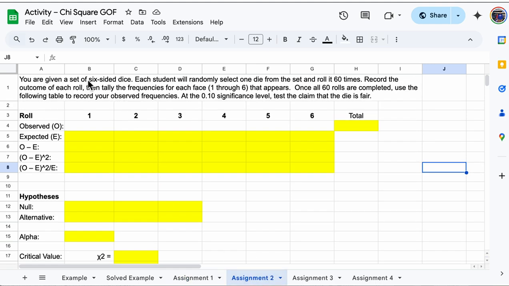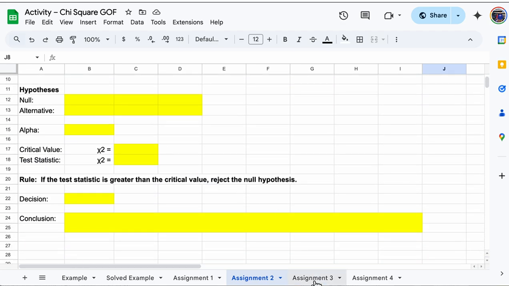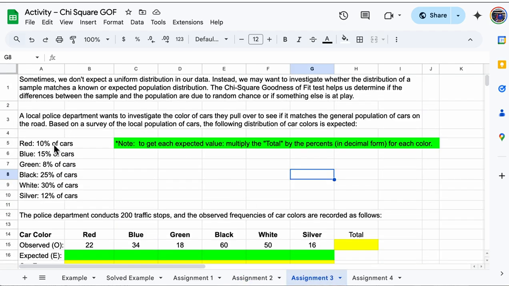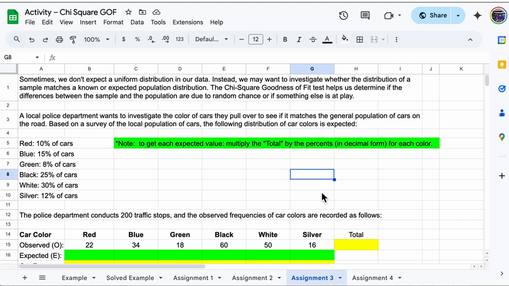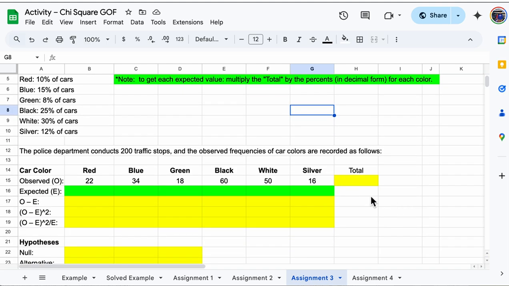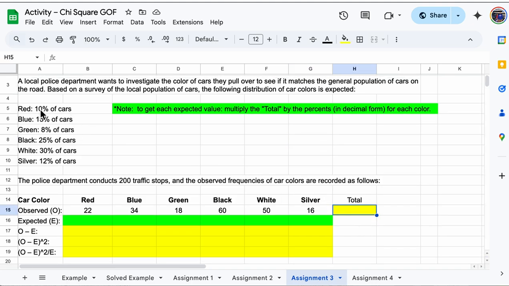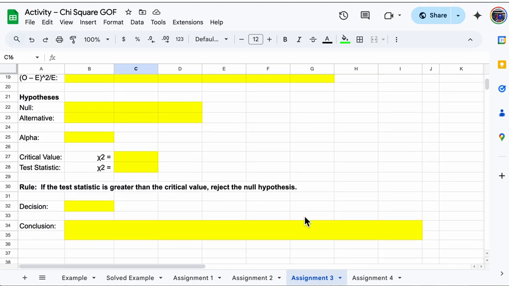After that, you'll get a die, and you'll roll it a bunch of times, 60 times in particular. You'll record your own data and run through the same process. Then for assignment 3, here I give the percent of cars that are red out of the population. So you'd get your total and multiply that total by the different percentages. In this case, I think it was like 300. It might be 200, but whatever number this is, multiply by 0.1, put it here, multiply by 0.15, put it here, and so on, and then carry out the process.